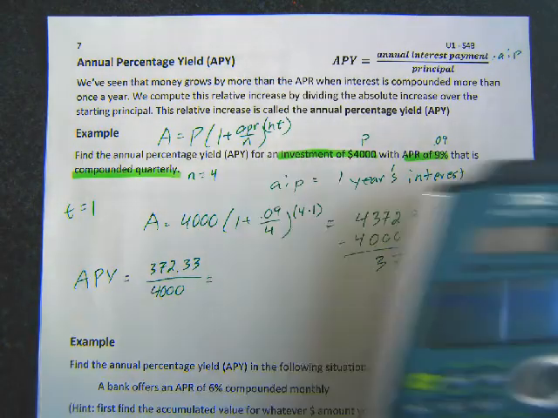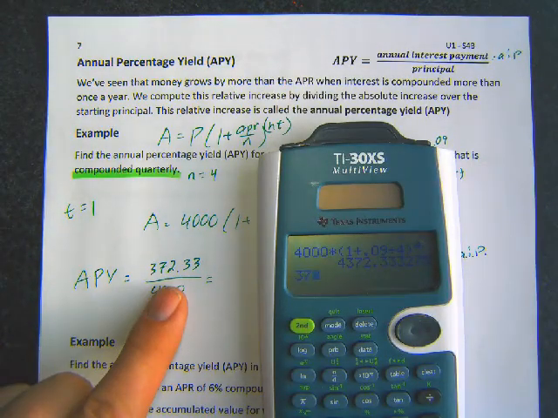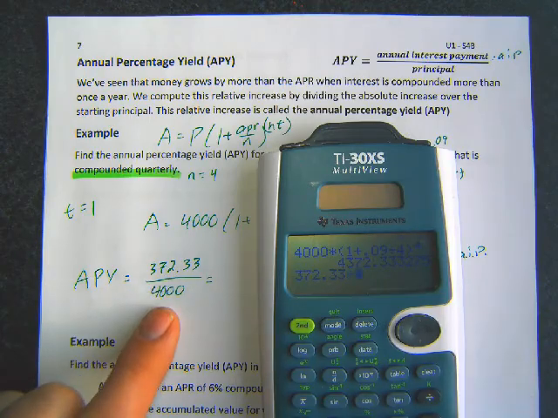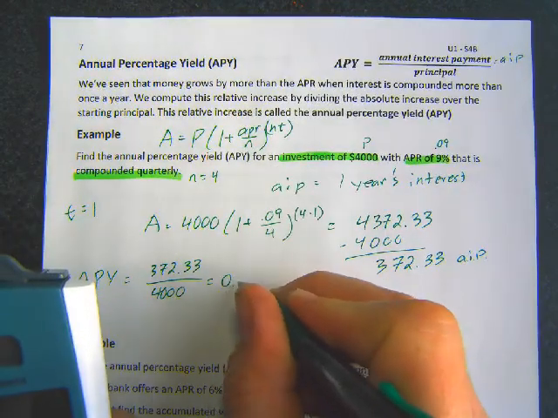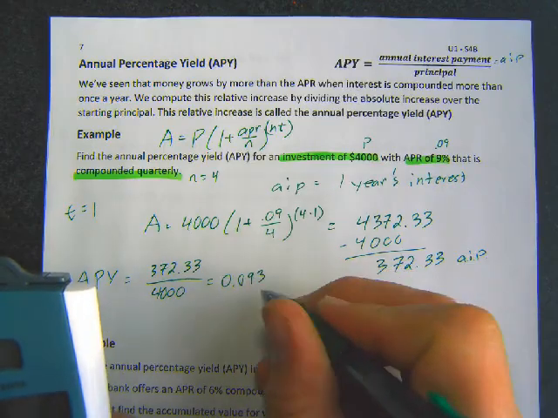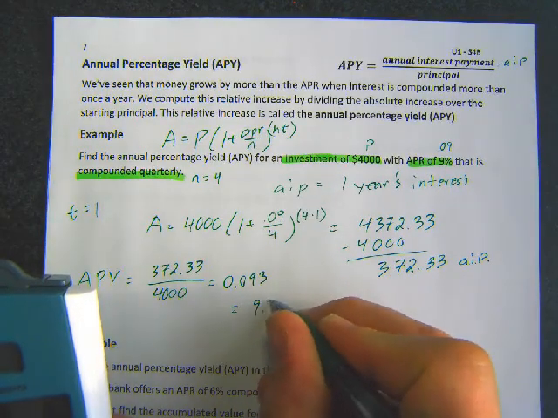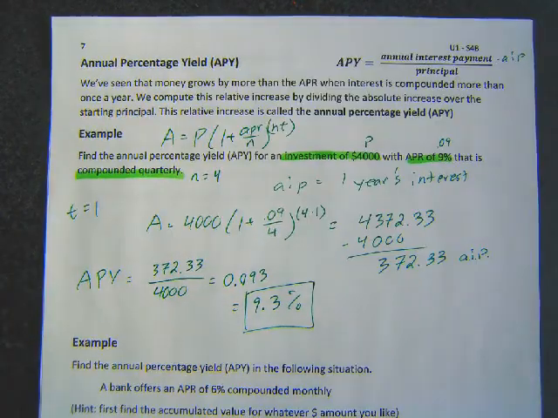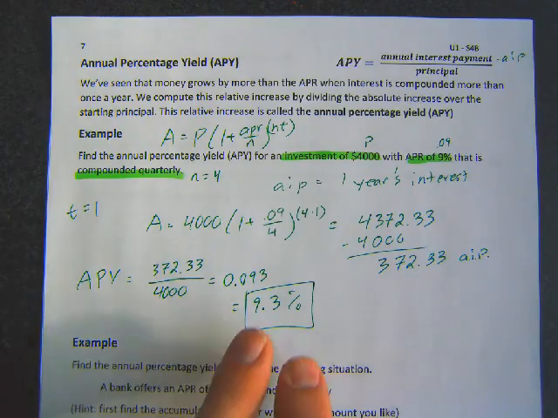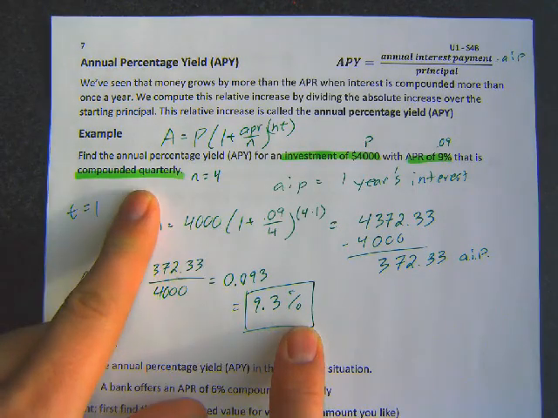So let's try it. Let's do 372.33 divided by 4,000. And we get 0.093, but remember that's in decimal form, so 0.093 turns into 9.3%. That's our APY. So if a bank goes around and says, hey, I have a 9% loan, that sounds pretty good, but then when they say, well, it's actually 9.3%, that doesn't sound as good, but it's more realistic to say 9.3 because of that quarterly compounding.